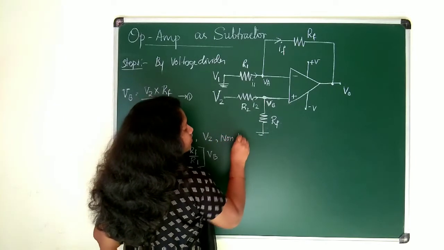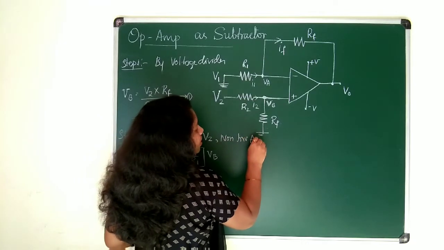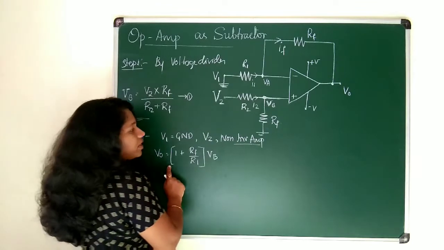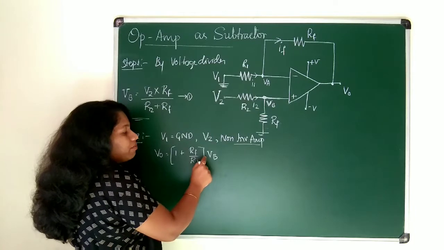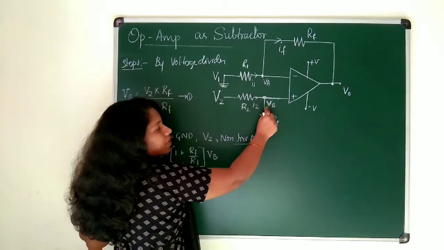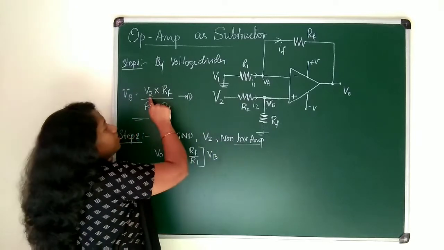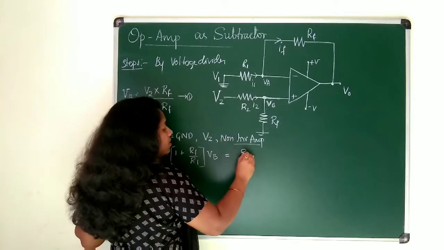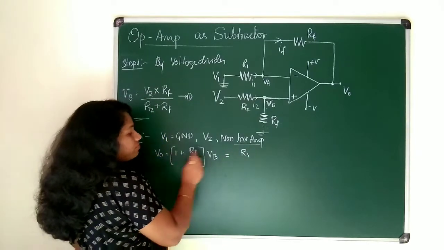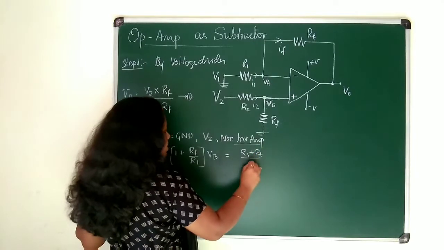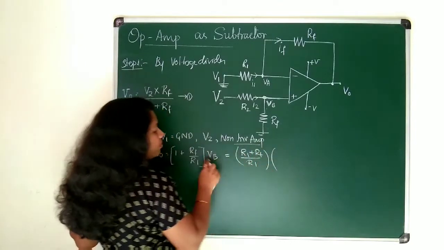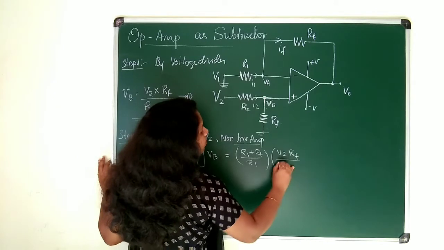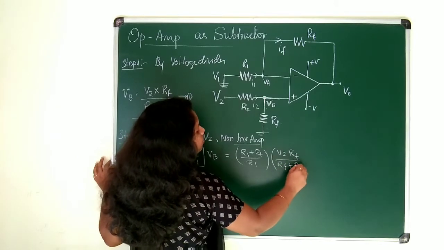When you ground this V1 point and V2 is supplied with the input voltage, then this is nothing but your non-inverting amplifier. I'll write it in short. And then V0 will be equal to what? V0 is equal to 1 plus RF by R1 multiplied by the input voltage, which is nothing but VB here. For that VB, I have got V2 into RF divided by R2 plus RF, which I will substitute here. I take the LCM, so it will be R1 plus RF divided by R1 multiplied by VB, and VB is V2 into RF divided by RF plus R2.